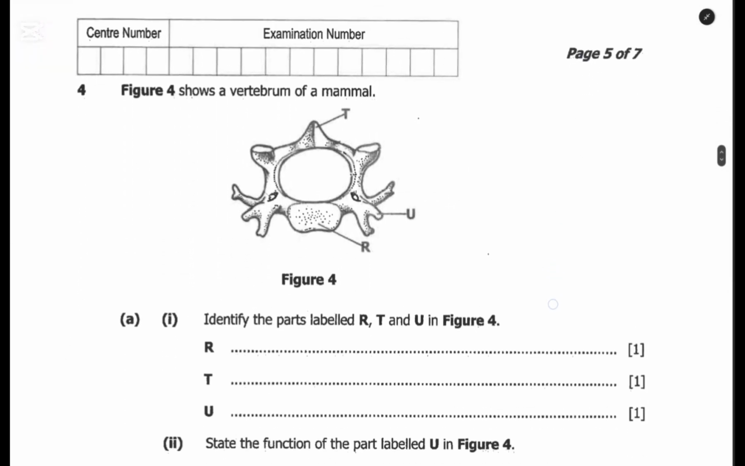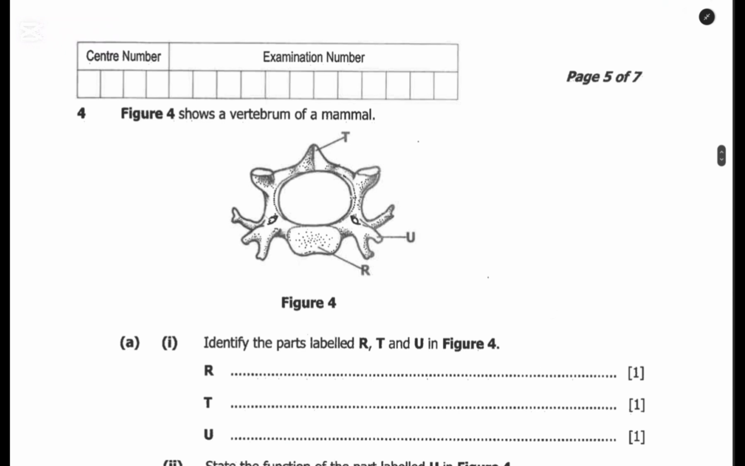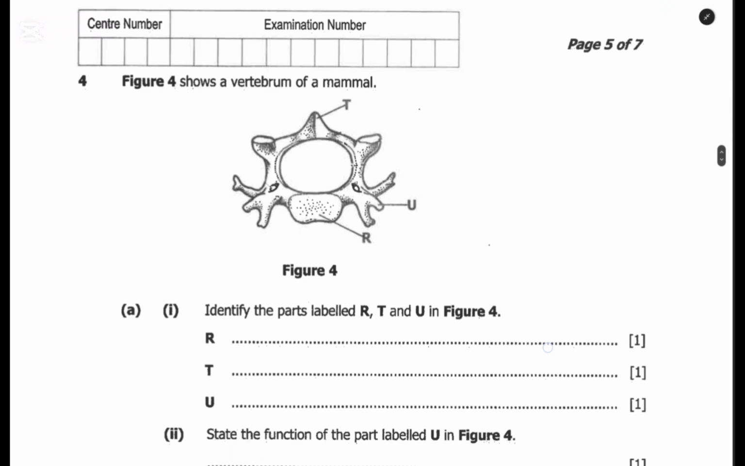Let us have a look at question 4. This one is coming from the skeletal system. Figure 4 shows the vertebra of a mammal. Identify the parts labeled R, T, and U in figure 4. So the part labeled R is called the centrum. Then for the T, it is called the neural spine. Then for U, it is the transverse process.